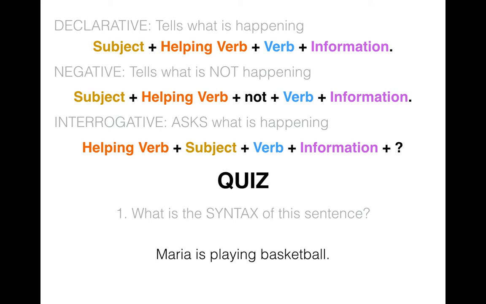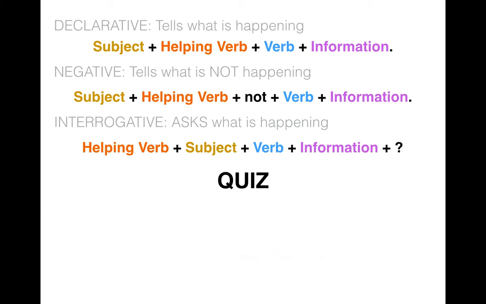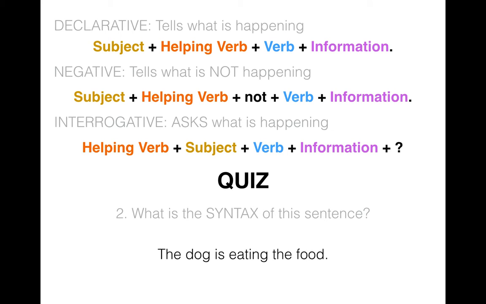Now, practice identifying the syntax of each sentence. What is the syntax of this sentence? Maria is playing basketball. This sentence uses declarative syntax. What is the syntax of this sentence? The dog is eating the food. This sentence also uses declarative syntax.